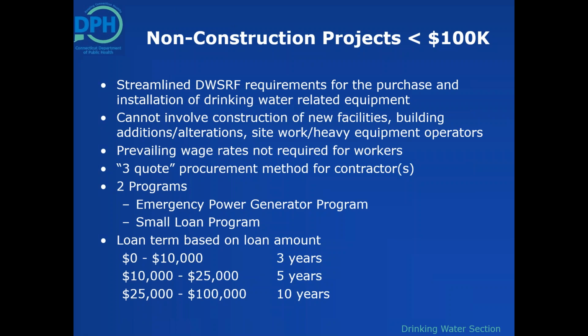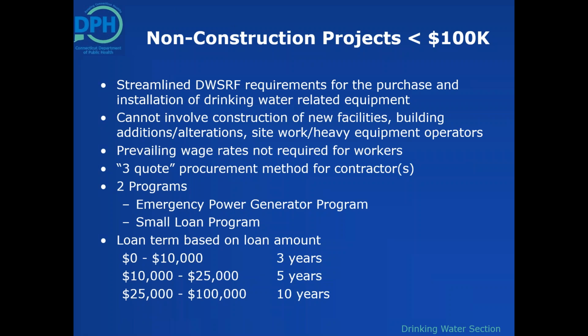So we've streamlined some requirements for some non-construction projects that really are geared towards the purchase and installation or replacement of drinking water related equipment. So these projects cannot involve construction of new facilities, building additions, or site work. So none of the traditional construction activities, but some of the requirements that we've streamlined are you do not need to pay prevailing wage rates because these are not construction workers, so that can reduce the labor costs.